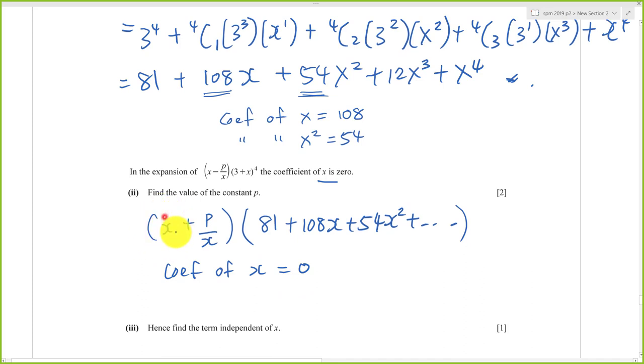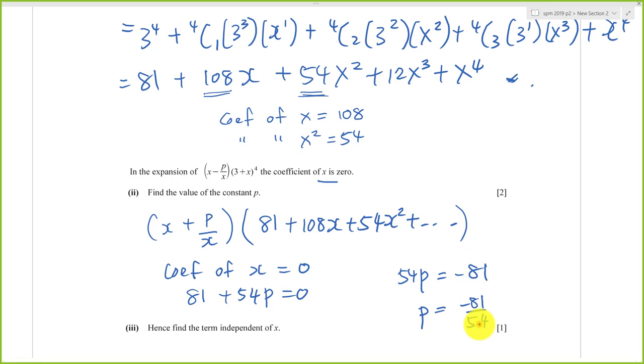So how to get the coefficient of x? So x multiply 81, I get 81x. But I don't write the x because here is coefficient of them. Okay, and then p over x multiply 54x squared, I get 54p equals 0. So therefore, 54p equals to negative 81. P will equal to negative 81 over 54. And then you can simplify from there.